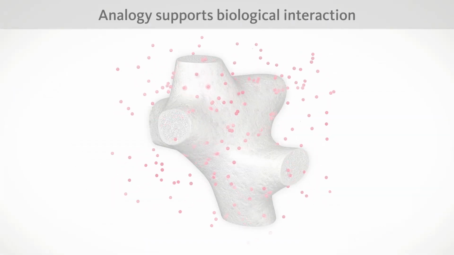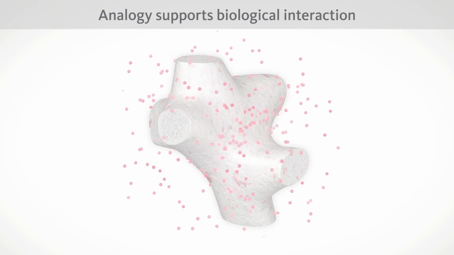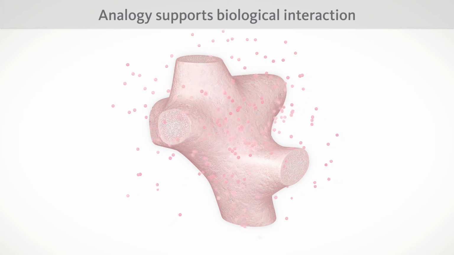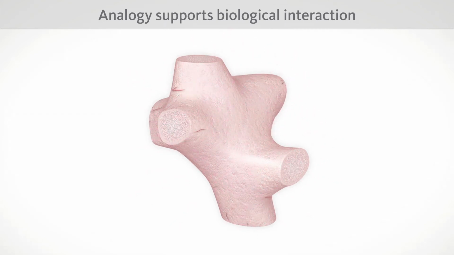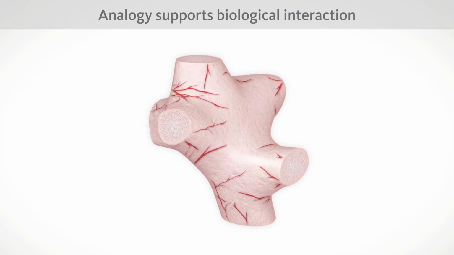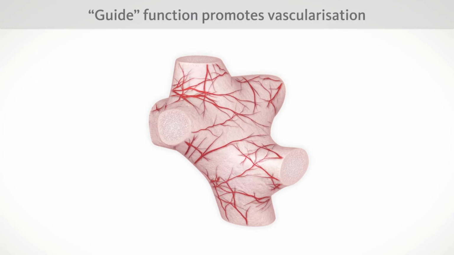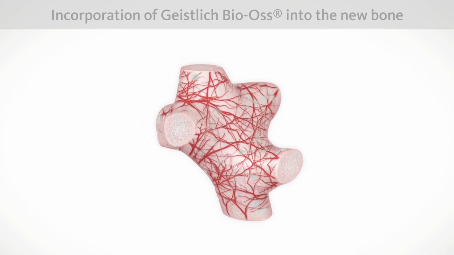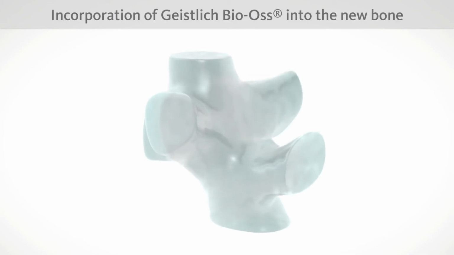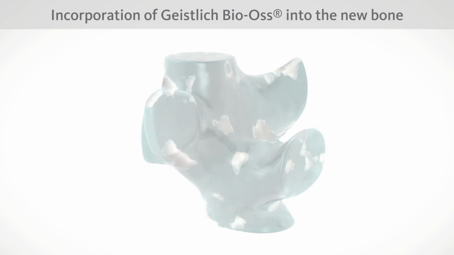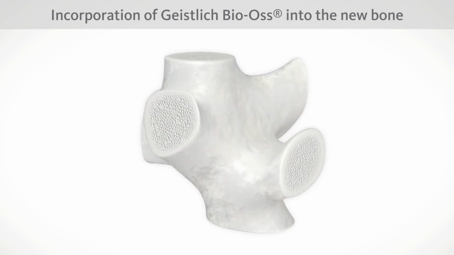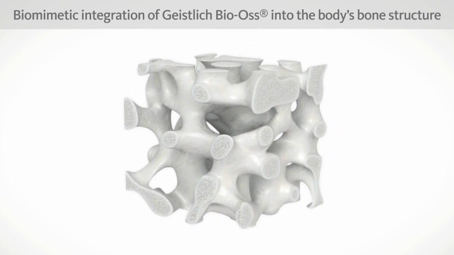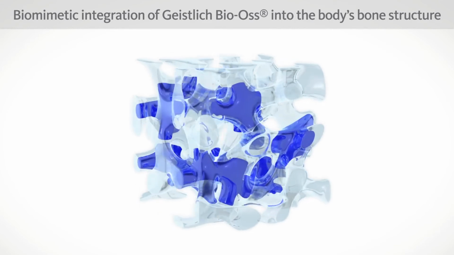This supports a positive interaction with the biological system and promotes a colonization with messenger substances, proteins, and cells. In turn, this colonization promotes the ingrowth of blood vessels, for which Geistlich Bio Oss serves as a guide for the cells. This allows for the incorporation of the graft into the cancellous structure of the newly formed bone. Consequently, Geistlich Bio Oss is integrated continuously into the natural remodeling process.